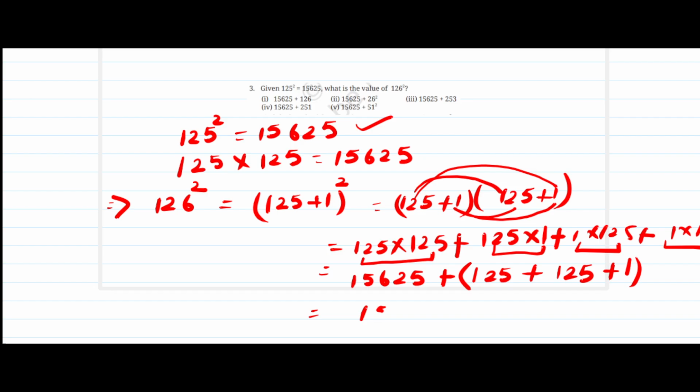So now add them. You will get 15625 plus 251. Now check out which option is suitable for this answer. This is the fourth option that is giving you the accurate result. Fine. Moving to the next question.